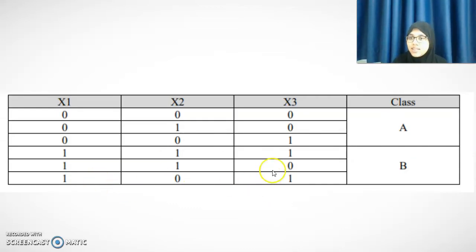So part 1, the training sequence will be from top row to bottom row. These are the data that we have been provided with. The classes that we have are class A and class B, and there are also x1, x2, x3.